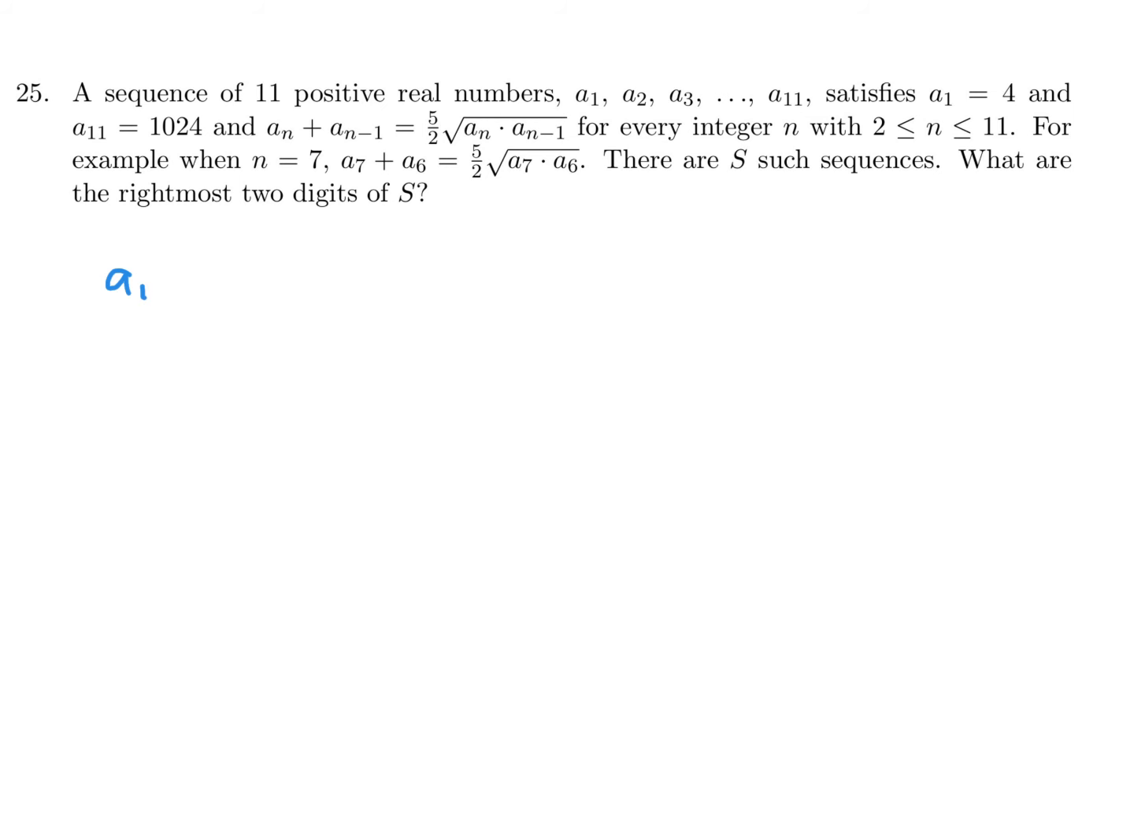So we have A1 all the way until A11. And they only gave us the values of the first and the last. So they told me that this is 1024 and this is 4. Now, how do I get the values of A2, A3, and so on? Well, that's where that equation comes in, that equation that they gave me right here.